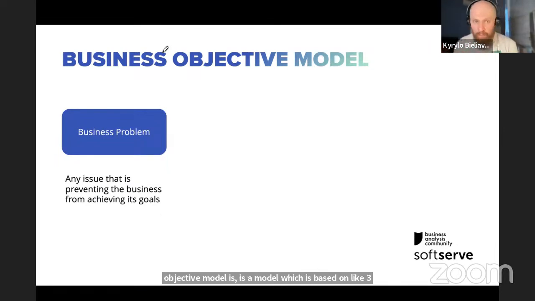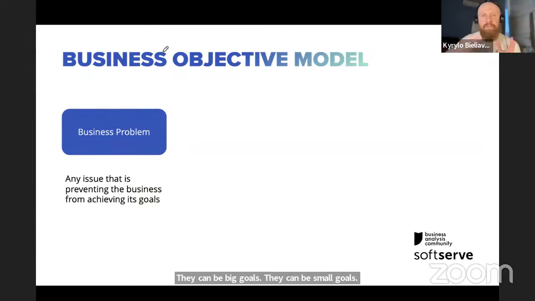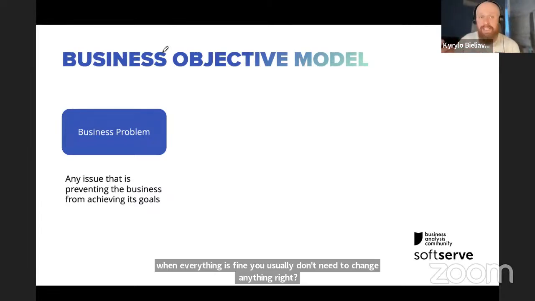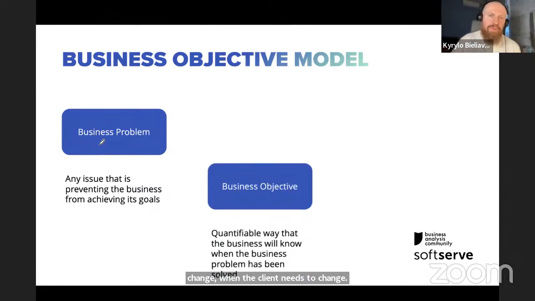First is the business problem. It's an issue that is preventing a business from achieving its goals. All businesses have their goals. They exist for some reason. They are trying to achieve something. They can be big goals, they can be small goals, strategic ones and more like objectives. When everything is fine, you usually don't need to change anything, right? But usually we come into the picture when the client needs a change. So we need to understand what the problem is and what he's trying to solve.